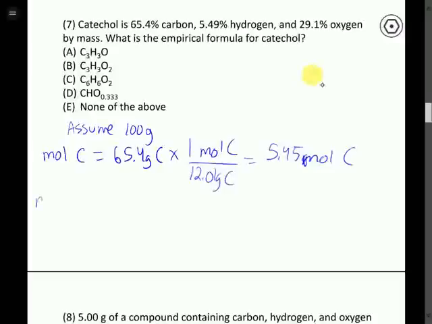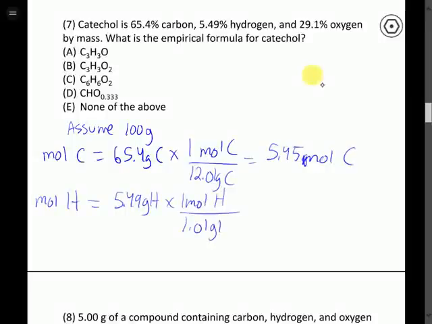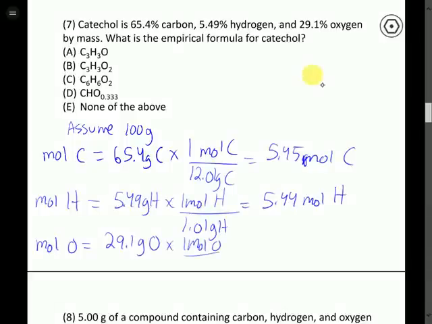The moles of hydrogen, remember for these problems we only want to use atomic masses. So we have 5.49 grams of hydrogen. Hydrogen basically has an atomic mass of 1. If we want to be really precise, it's 1.01. So we get about the same number of moles of hydrogen, and then the moles of oxygen, 29.1 grams of oxygen, because it's 29.1 mass percent oxygen. And then 1 mole of oxygen has a mass of 16 grams.